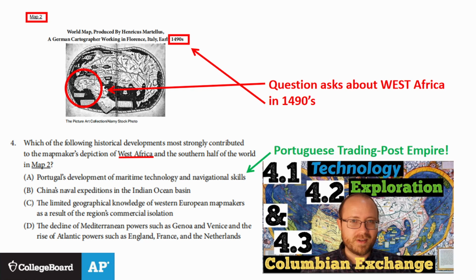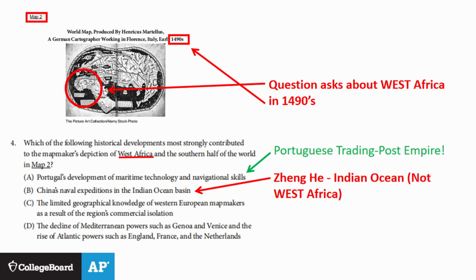So we should know that by this point, Portugal is well on the way to setting up its trading post empire on the West African coast. So A is already looking like a good answer. B doesn't make sense because Zheng He was an Indian Ocean guy, and that doesn't include West Africa, although he did go to East Africa.